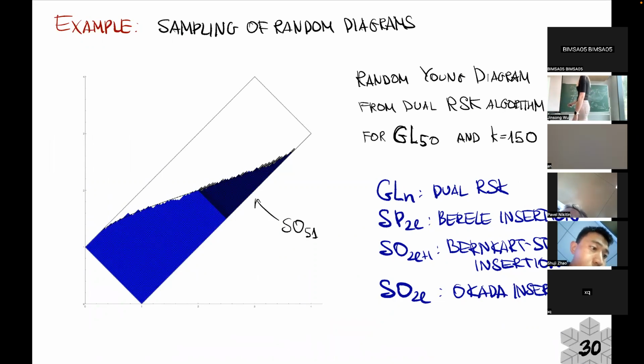So if we have this sampling of random diagrams, we can use the algorithms for dual scale for GLN, Euler insertion for SP2L, Bergen-Stromer, and other insertion for other series to obtain such a sampling. And here is an example of the random Young diagram, which is obtained by Euler's graph for GLPP and K equal to 150. And here is an example for a super. And it fits inside the larger picture.